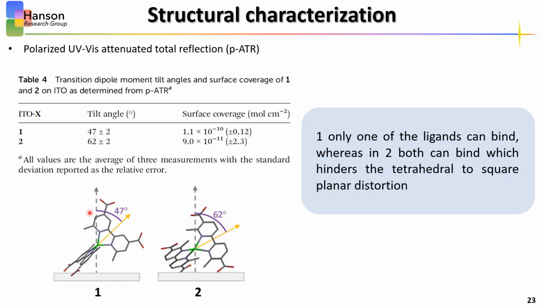Based on our experimental and theoretical results, we have this figure, a proposed structure of complexes 1 and 2 with the dipole moments relative to the metal oxide surface. And combined with the ATR-IR results, we can see the results are consistent with only one of the ligands of 1 binding to the surface, and for 2, both of them binding to the surface to inhibit the tetrahedral to square planar distortion.